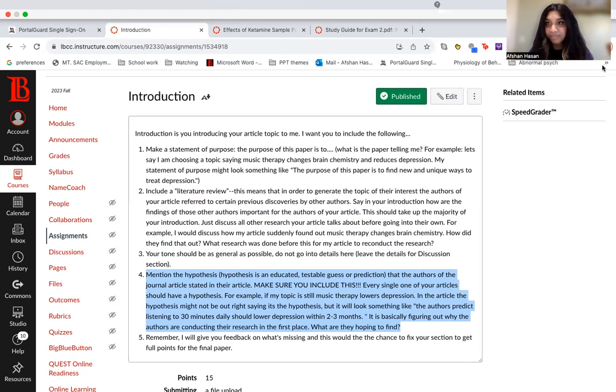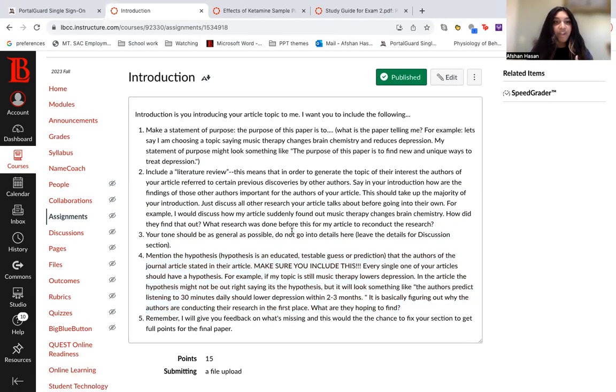Okay, so you want to mention the hypothesis. You have to mention the hypothesis. And a hypothesis is an educated guess, a testable guess, right? A prediction. So your article will have a hypothesis. It will 100% have a hypothesis because I made you choose articles that had experiments in them. So you're going to state what the hypothesis is. You have to include it.